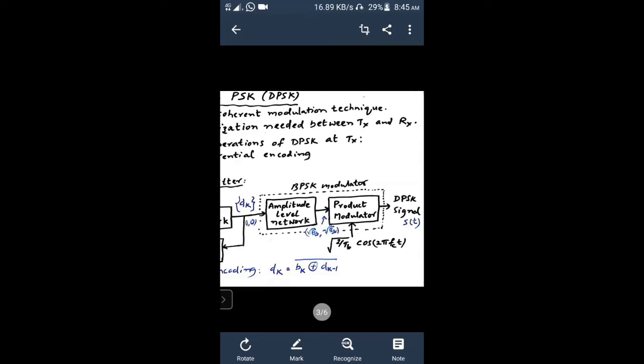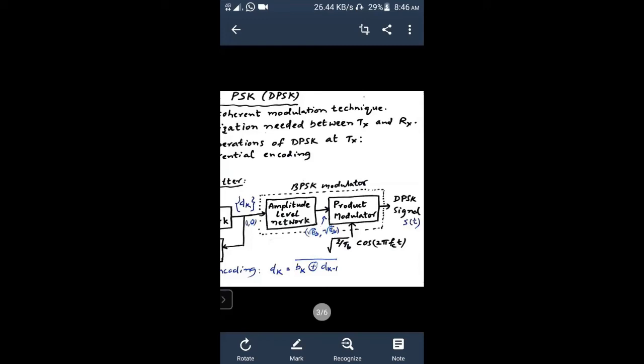If it is a positive amplitude, we assume that it is the regular carrier. If it is a negative amplitude, then we say that a 180-degree phase shift is introduced. So the output of the product modulator has two phase shifts, either 0 degrees or 180 degrees. With positive root Eb, we introduce 0 degrees. With negative amplitude, we use minus root Eb. So this is the idea.